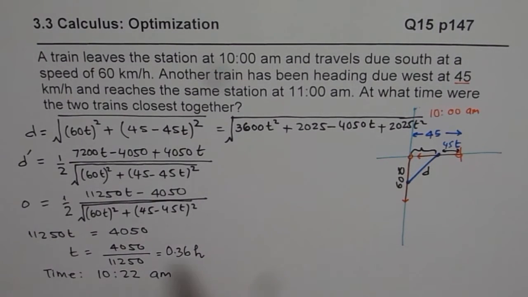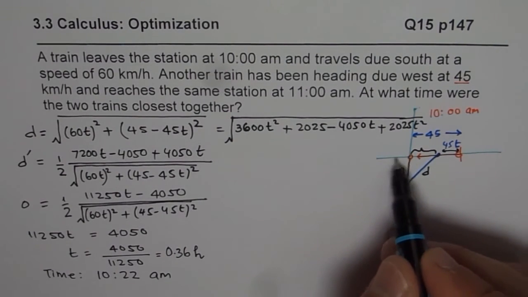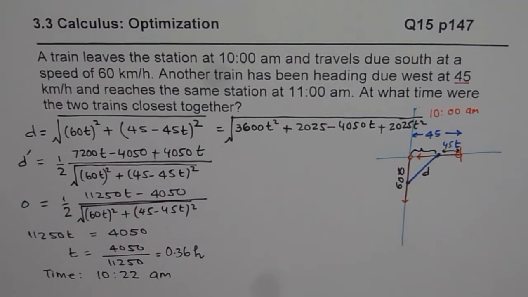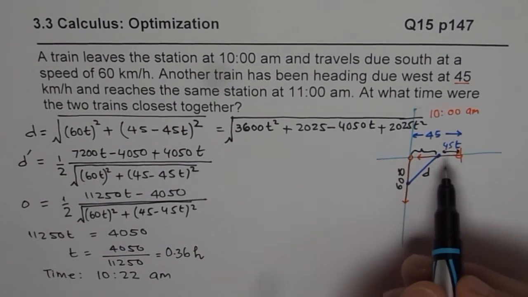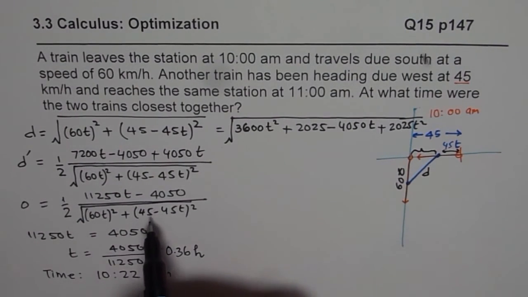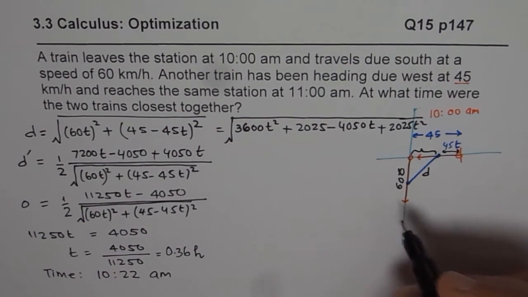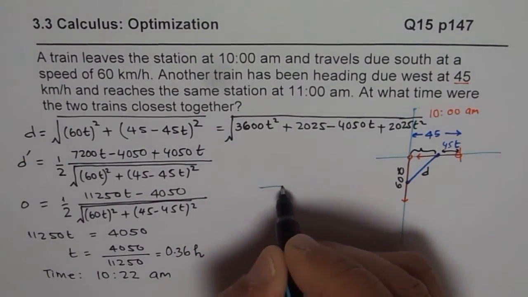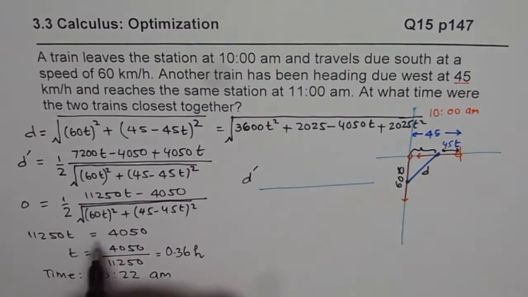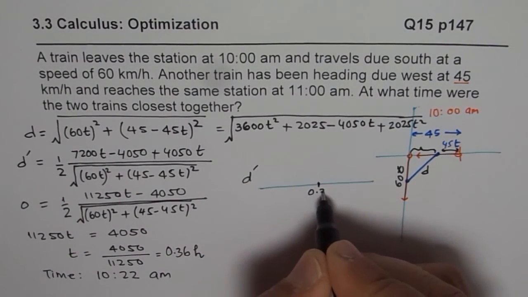Now we should actually prove it. We could do boundary conditions, that T could be 0 or maybe more than an hour, when this could be minimum, right? So we could have boundary conditions. Here we have one boundary, we do not have the other boundary. Or we could analyze the derivative at the given point, 0.36, and see how it changes. So let us analyze the derivative d dash, the distance between the two. The critical point for us is 0.36.